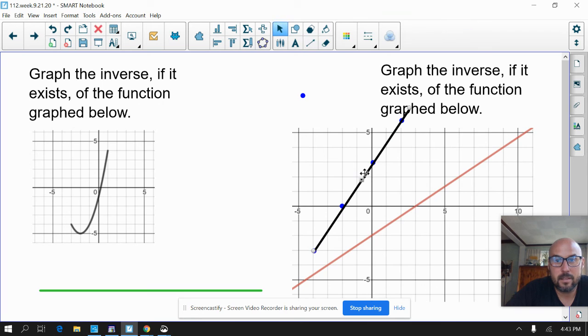And I can extend this, but this black function is the inverse of the red function, and please notice that it is symmetrical to the line y = x.